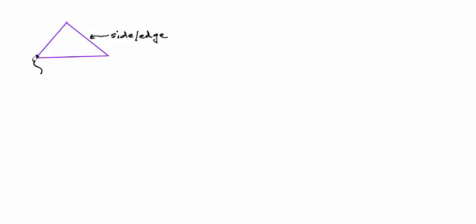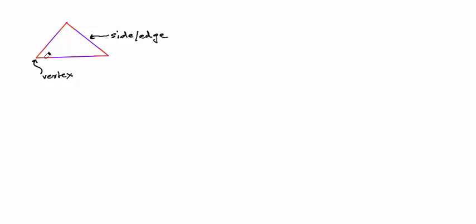Each one is a vertex. So this is a vertex on the triangle. This is another vertex and this is another vertex. The triangle has got three angles at each one of its vertices. Here's an angle, here's another angle, and here's another one.